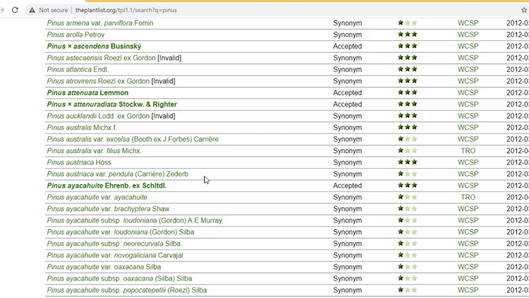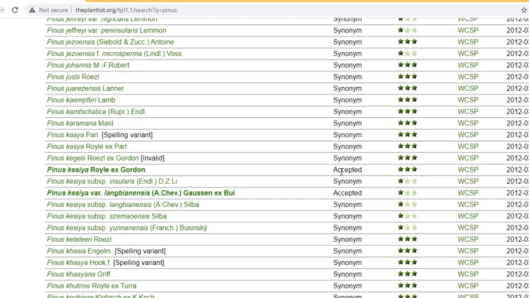Pinus kesiya Royle ex Gordon. This is also very important. Royle ex Gordon, this is the author's name. Okay, so Royle was the first one to name it, then it has been validated by Gordon. Now this is the correct name, and you see the status. This name is an accepted name. Once you write this, no one can challenge you.